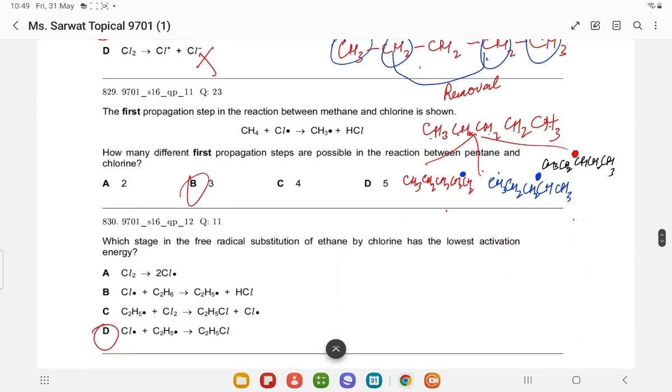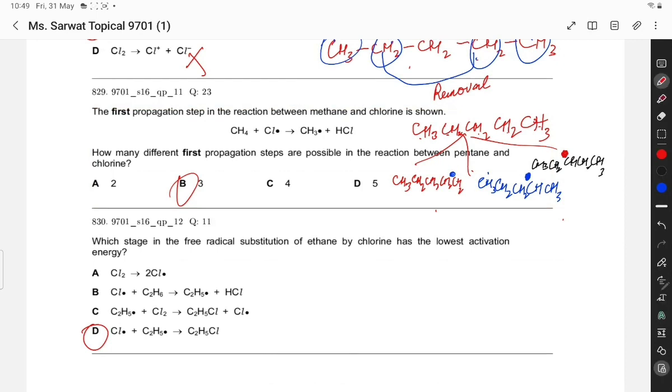Next question is, the first propagation step in the reaction between methane and chlorine is shown. How many different first propagation steps are possible in the reaction between pentane and chlorine? So this is pentane molecule, and we have 3 different first propagation steps, because this is a 5 carbon compound. First, when hydrogen is removed from this, chlorine is substituted in with this carbon. This is, and next can be over here and can be over here.